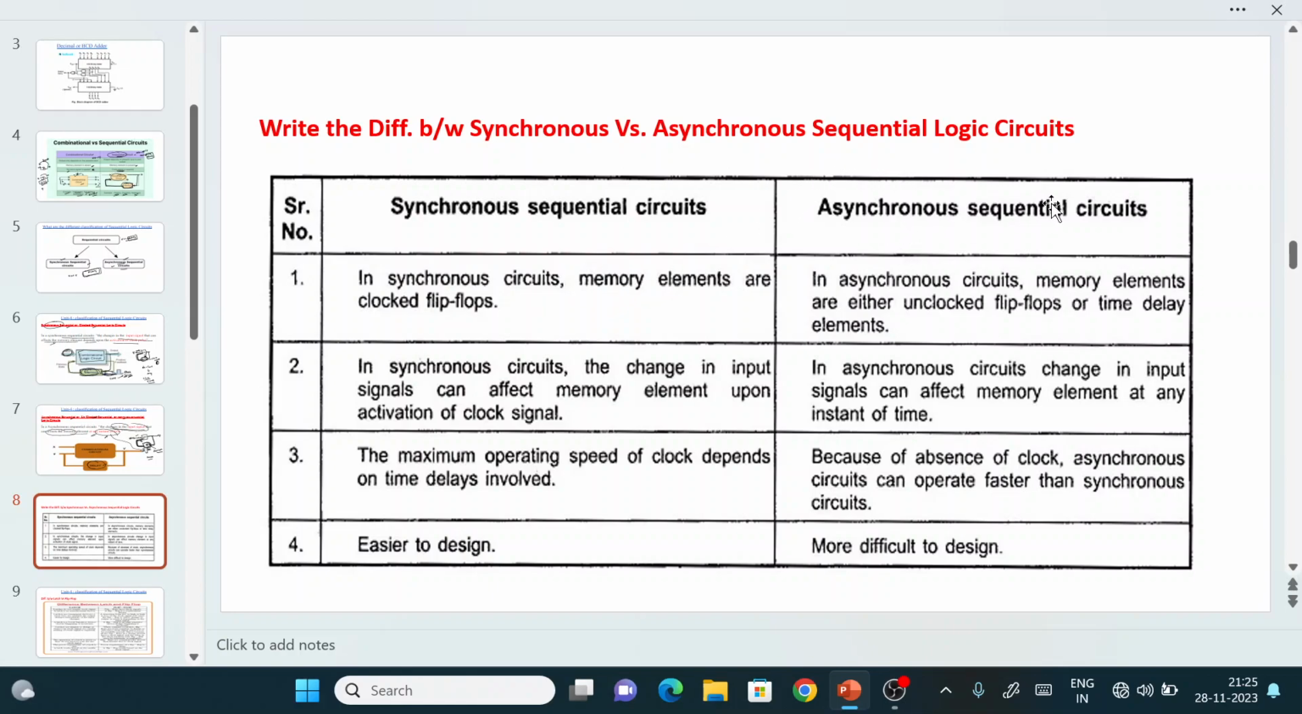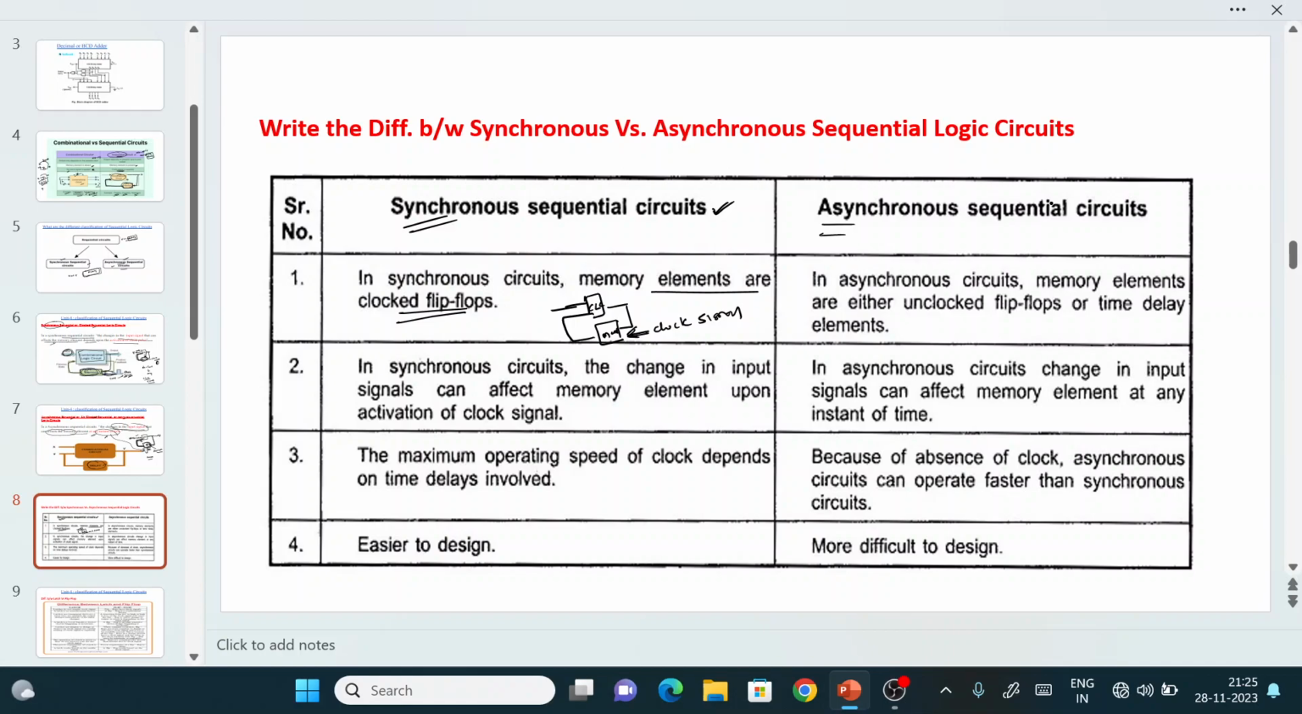As we discussed in the previous short answer question, here also we will have the combinational logic circuit only. Here we will have an extra memory element. If this memory element can be controlled by the clock signal, then it is called a synchronous sequential circuit. So memory elements are clocked flip-flops. It means they can be controlled by the clock signal or clock pulse. Then it is called a synchronous sequential circuit.